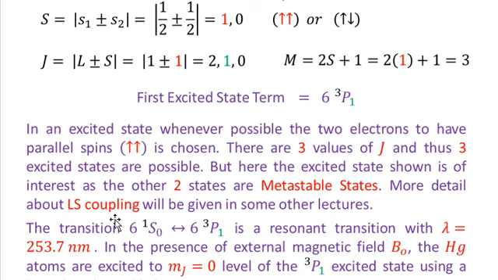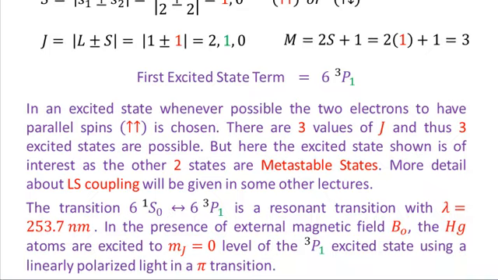More detail about the LS coupling will be given in some other lectures. So you see that the other two states, which are the 3P2 and 3P0 states, are the metastable states. And here I am not going to choose the metastable states. I am going to choose only the state which is non-metastable, and that state is 3P1. Because for optical pumping, the 3P1 state, which is a non-metastable state, is the required state to be discussed.